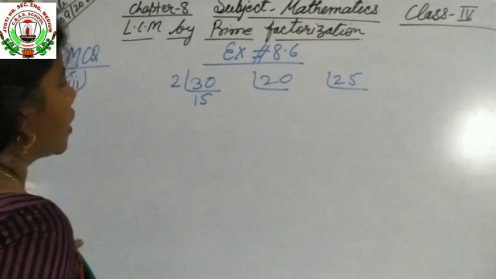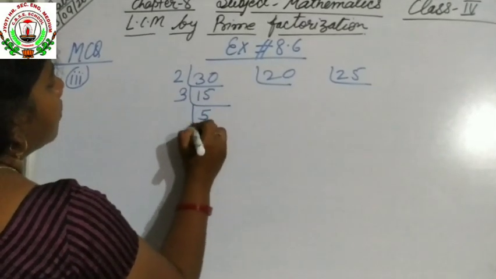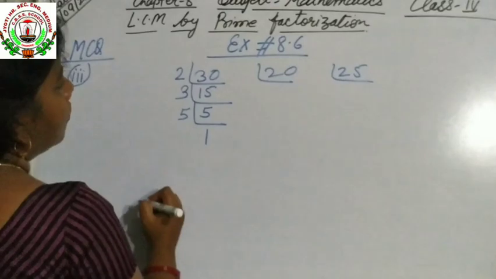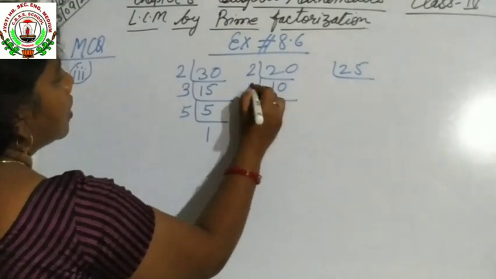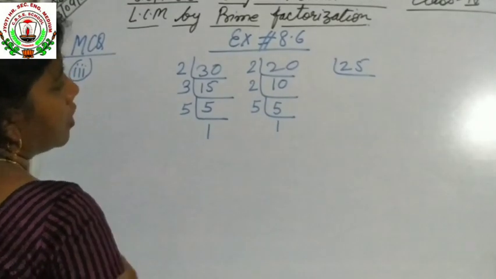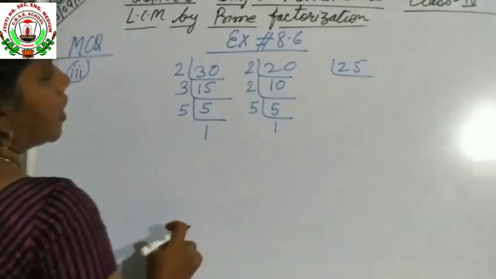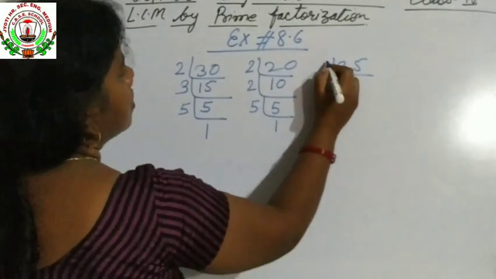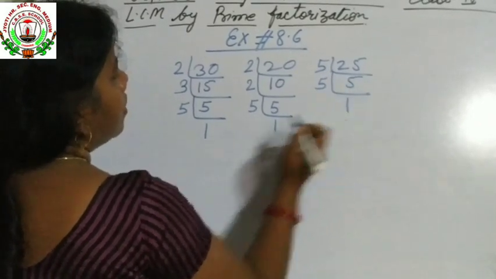Understood? So again, it is not divisible by 2, so we will take 3, 3 5 ja 15, then 5 1 ja 5. Again it is divisible by 2, 2 10 ja 20, then 2 5 ja 10, then 5 1 ja 5. Keep in your mind, children, we are writing quotient now, dividing and writing the quotient in this place. 5 5 ja 25, then 5 1 ja 5.